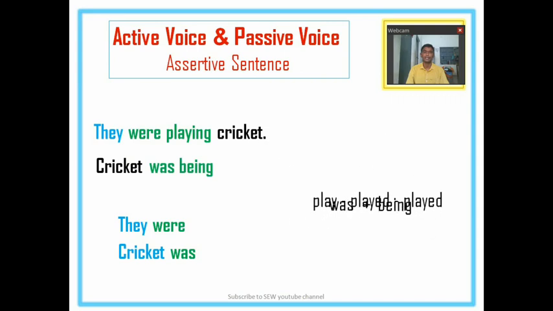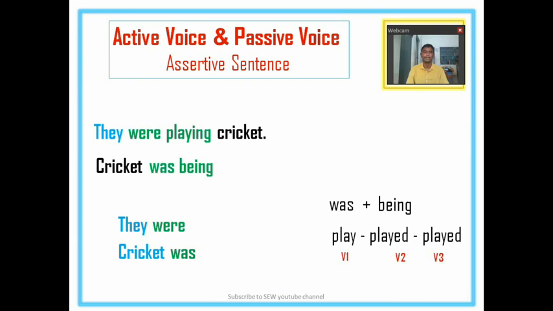Next, the verb forms of playing are play, played, played. So the V3 form played should be written. Next, preposition by, and the subject is they. Sorry, instead of they I have written dog. It is a typographical mistake, please ignore it. So they becomes them. The cricket was being played by them. Again, I am saying there is a typographical mistake. Instead of them I wrote dog. Please ignore that.